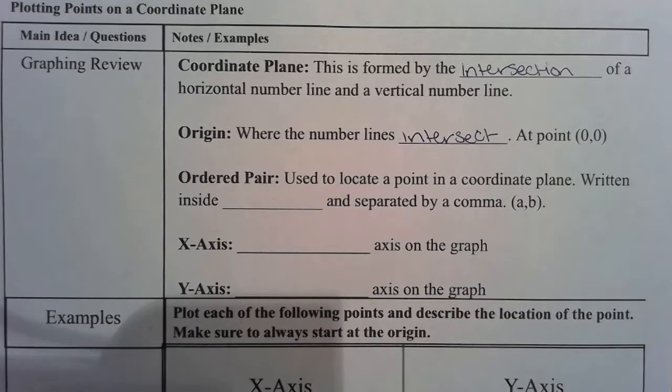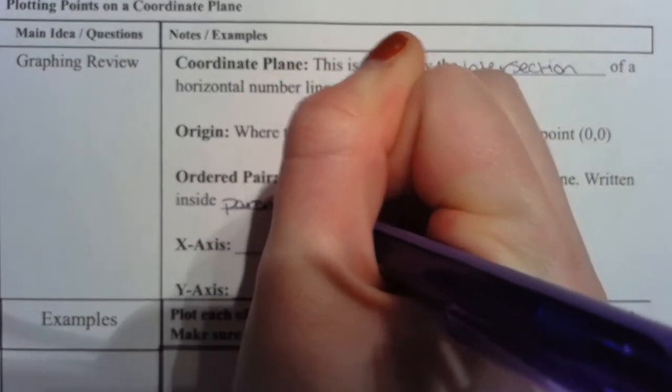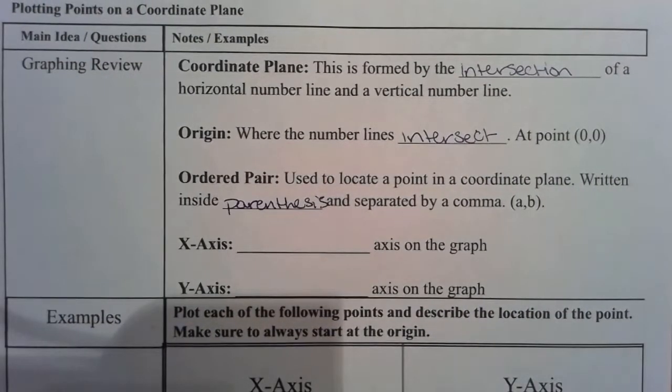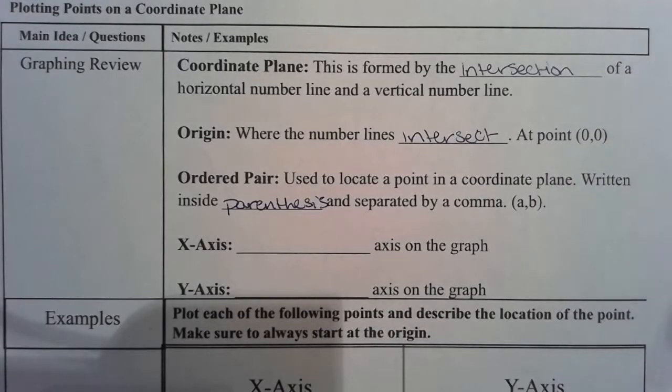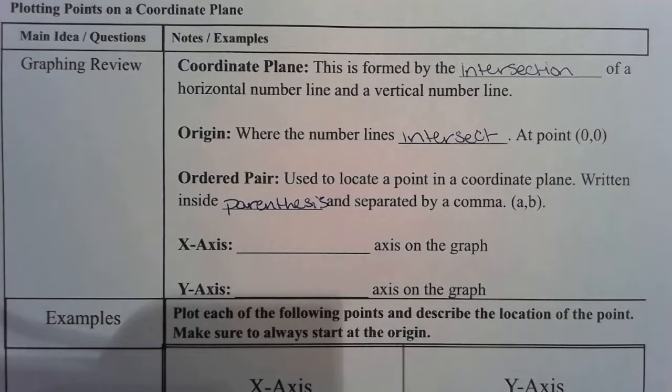An ordered pair is used to locate a point in the coordinate plane. It is written inside parentheses and separated by a comma. An example that I have here is (a, b). Your a stands for your x value and your b stands for your y value.